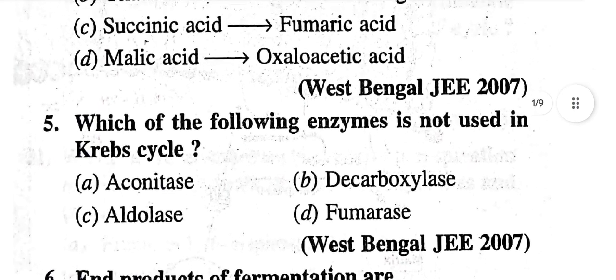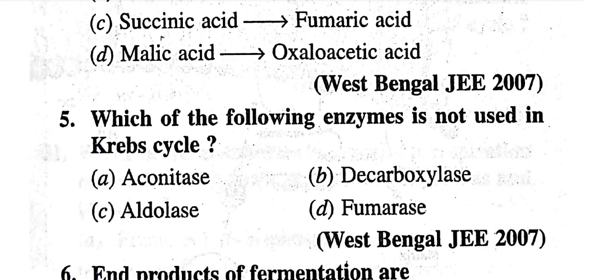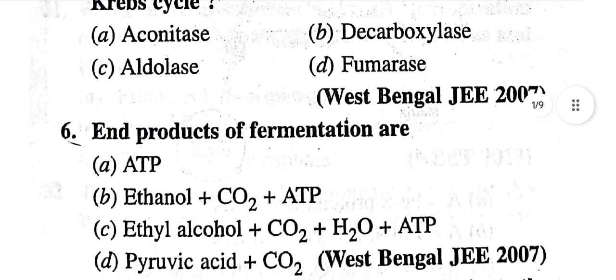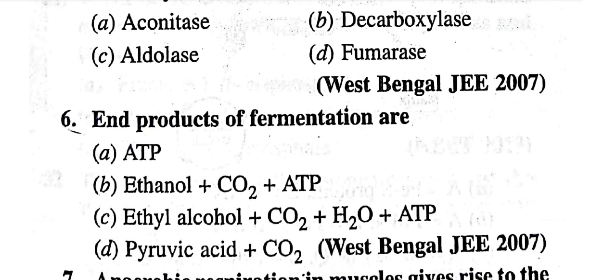Next question is, which of the following enzymes is not used in Krebs cycle? First option aconitase, option B decarboxylase, option C aldolase, option D fumarase. So here the answer is option C, aldolase. It is utilized in glycolysis, not in the Krebs cycle. Next question is, the end products of fermentation are: option B, ethanol, carbon dioxide and ATP.